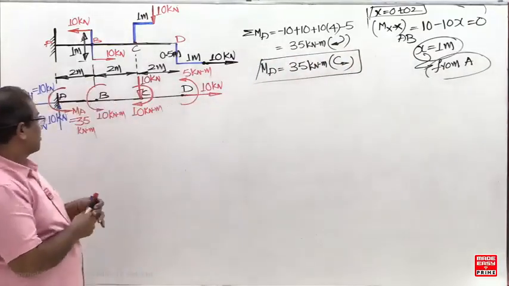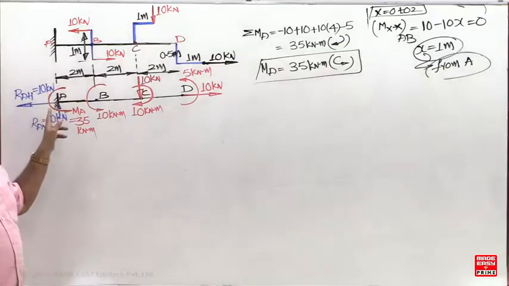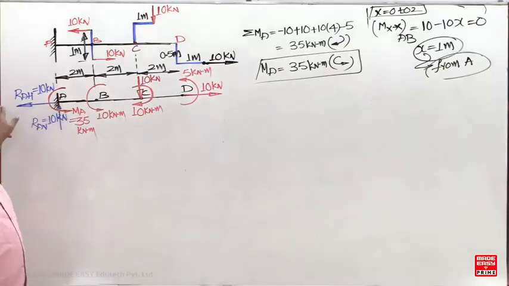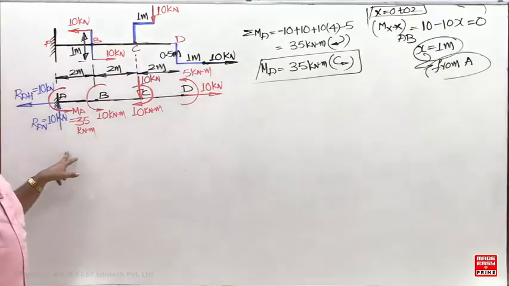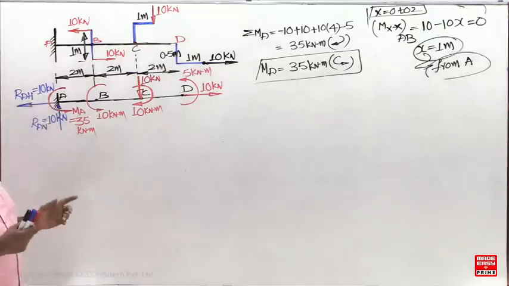Sometimes directly they will ask what now? For the axial load, shear force, bending moment and twisting moment at the fixed end: axial load is 10, shear force plus 10, bending moment is what? Minus 35. Twisting moment is 0 because there is no twisting couple now.